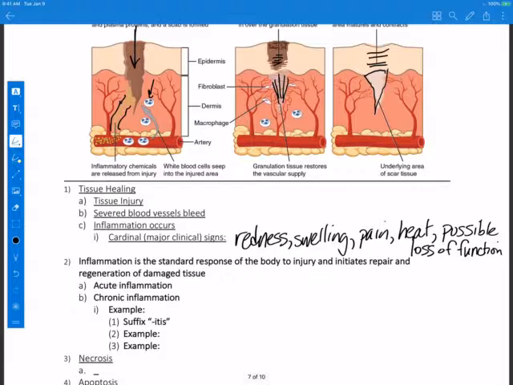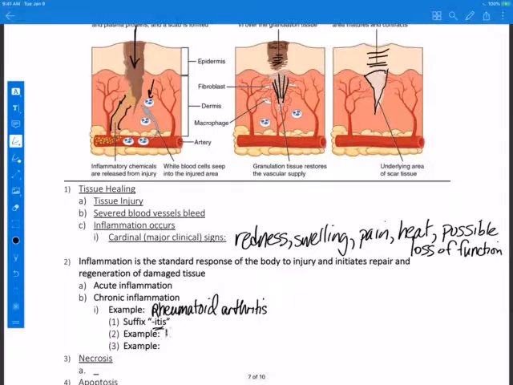So inflammation is the standard response of the body to injury, and it initiates repair and regeneration of damaged tissue. So acute inflammation is a way that our body heals damaged tissue, but chronic inflammation leads to disease conditions, and it's considered to be a homeostatic imbalance or a disease. One example of chronic inflammation would be rheumatoid arthritis. The suffix itis means inflammation of a specific organ.